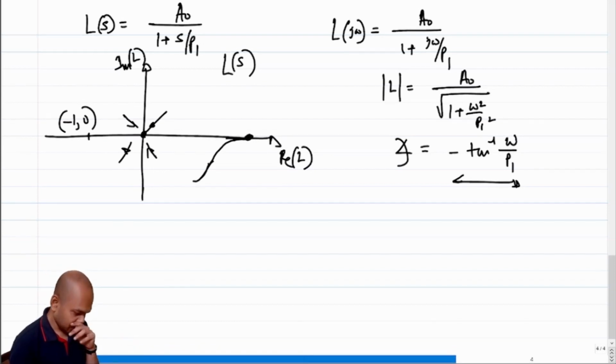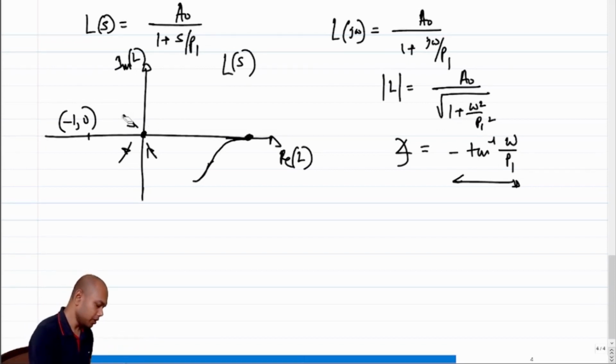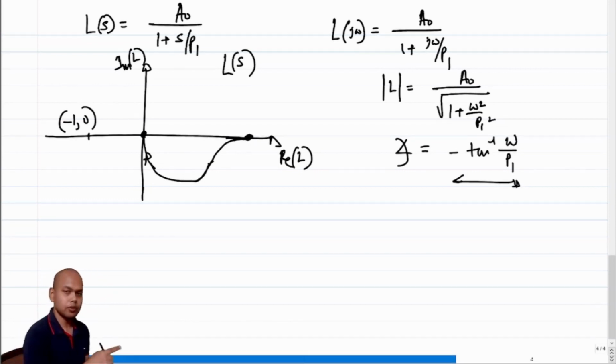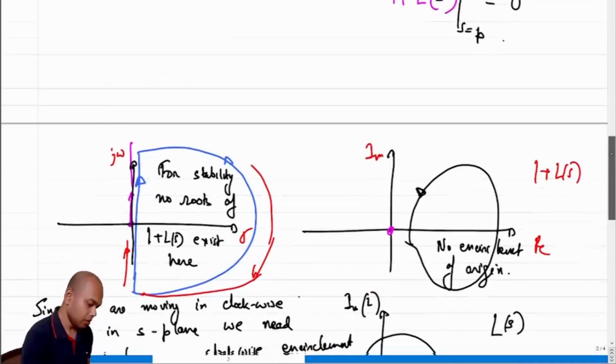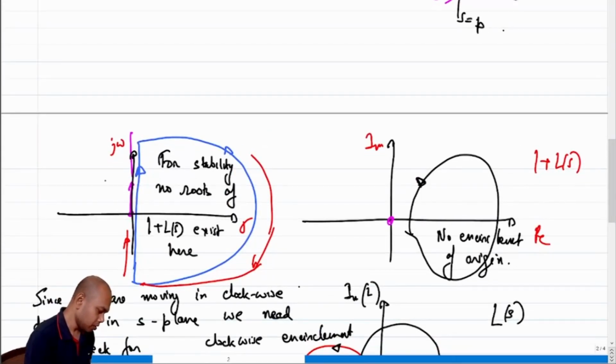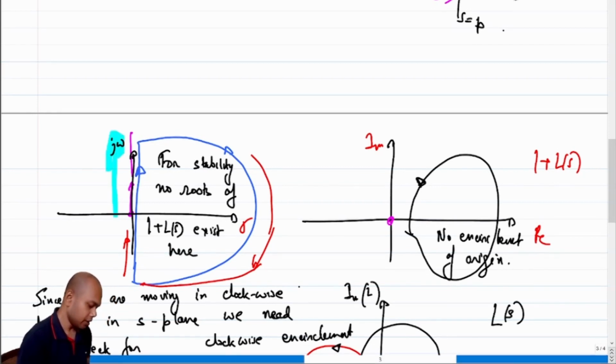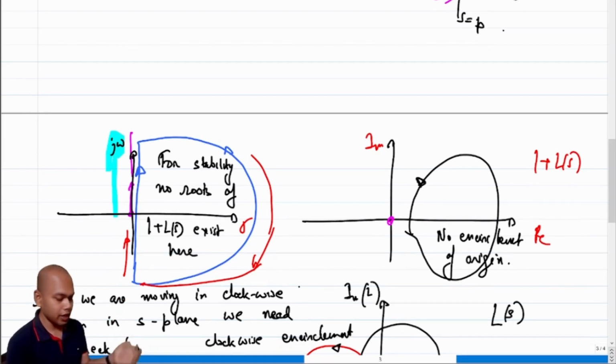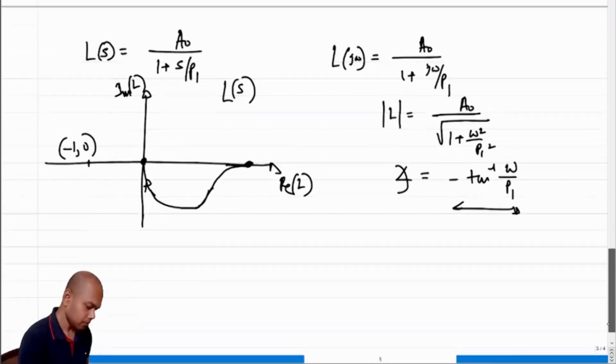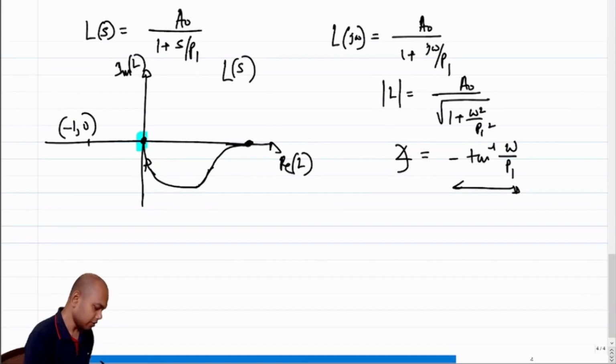So clearly, if we put omega equal to infinity, then the angle becomes minus 90 degrees. Which means that this plot will go to the origin using this contour. So this is when we have moved from 0 to infinity, right? So when I have moved to infinity, the transfer function is 0.